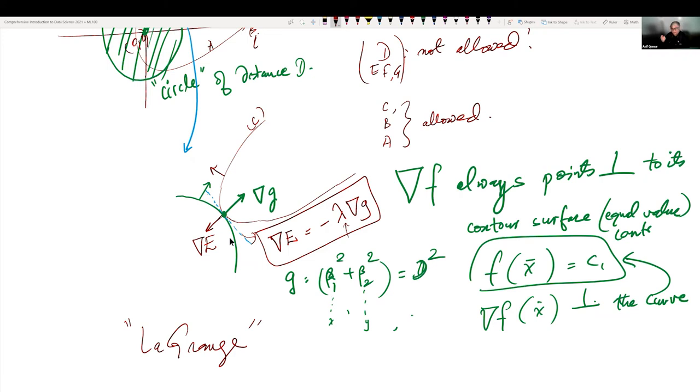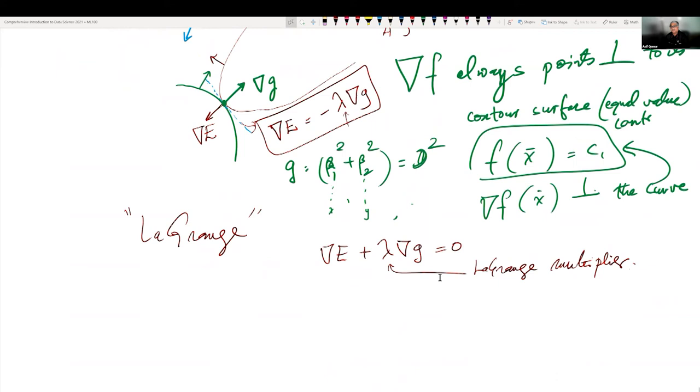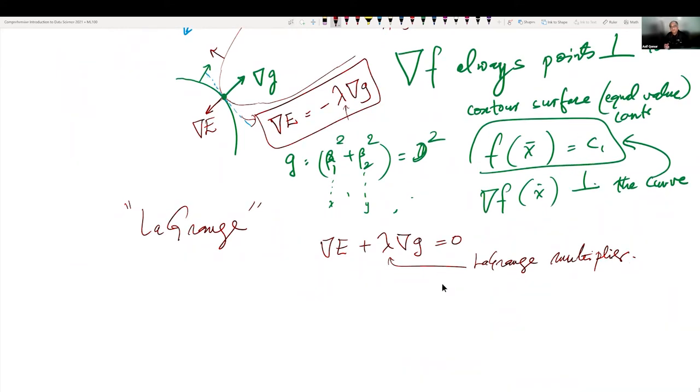Yeah. And so this is the famous equation of Lagrange, what we just did when we wrote it like this. So we can rewrite it as this: grad E plus lambda grad G is equal to zero. Lambda has a famous name. It's called the Lagrange multiplier, right? And of course, because this is a vector, there are various components to it, like lambda one, lambda two, lambda three, et cetera, that will come in. But this is the basic idea, that you have the Lagrange multiplier. And what we just did is rediscover the theory of constraint optimization.